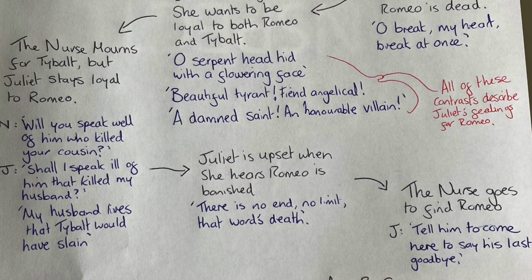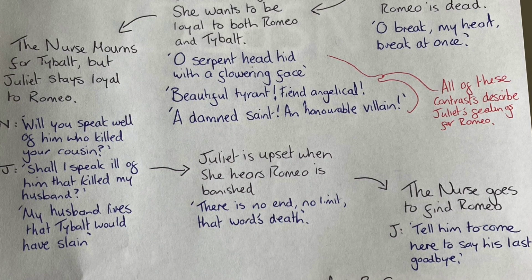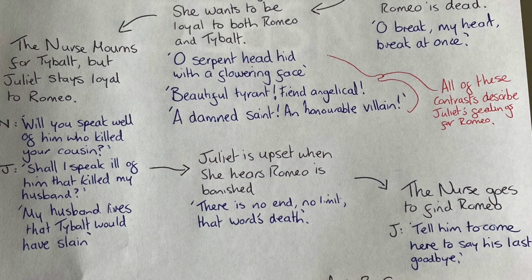ends with the nurse leaving to find Romeo, and Juliet says, "Tell him to come here, to say his last goodbye," the sense of finality and the sense that their relationship is now going to be coming to an end, and that she has this one last chance to say goodbye to him.